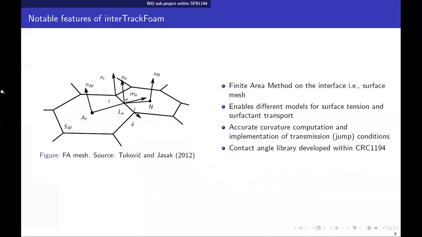So moving on, just a short remark on why this is so good at surface PDEs. It is because of the finite area method, which is basically finite volumes just in 2D. And this finite area method enables us to have a lot of different models for surface tension, and we are able to solve the surface PDEs for concentration transport or any other passive scalar. And we have implementation of jump conditions accurately because of these surface area meshes.